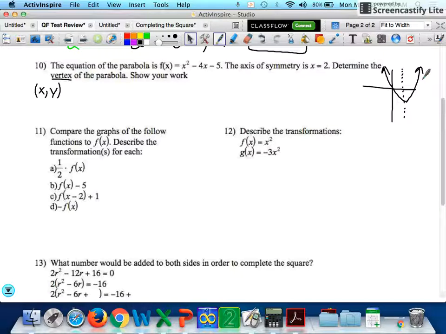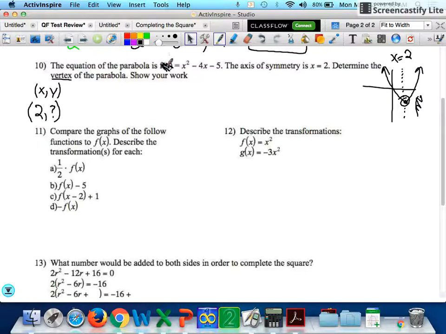Fact is, it's got an axis of symmetry at 2. Well, that axis of symmetry at x equals 2 tells me something about that vertex. And in fact, it tells me the x value of that vertex. So my vertex's x value is 2. What I need now is the y value. And this is pretty simple if you remember this little bit about what the axis of symmetry and the vertex have in common. Because now we've got an equation, but we know what x equals.